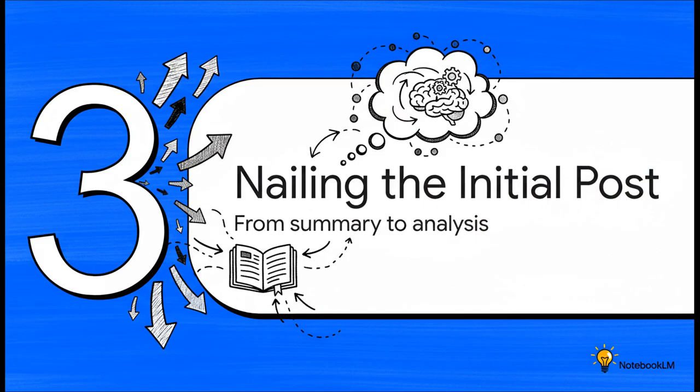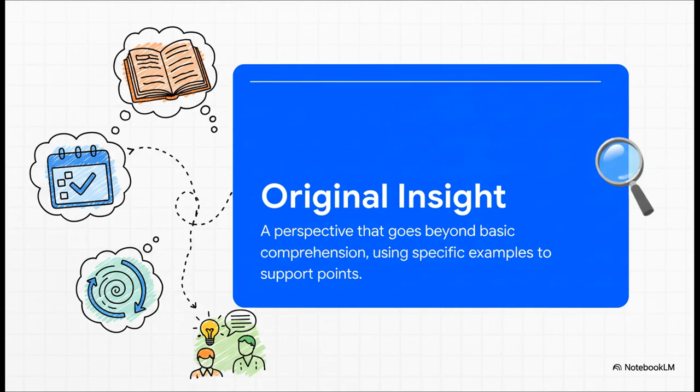So let's start with the part that usually gets the most attention, your initial post. The absolute key here is moving beyond just summarizing what you read and getting into real analysis. Your professor is looking for what the rubric often calls original insight. Now that sounds kind of intimidating, right? But it doesn't mean you have to invent some groundbreaking new theory. It just means you need to connect the dots in a new way. Link a concept from the textbook to a current event or a personal experience or maybe even another idea from the class.